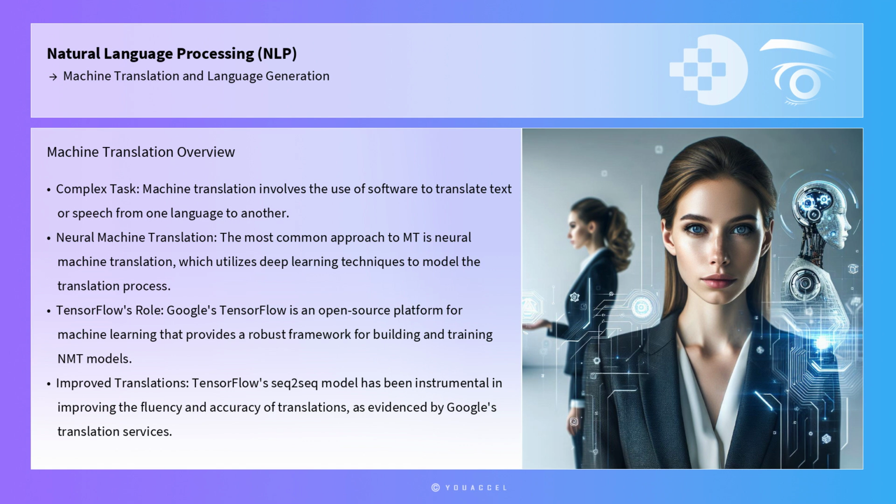Machine translation involves the use of software to translate text or speech from one language to another. It is a complex task that requires understanding both the syntax and semantics of languages. The most common approach to MT is neural machine translation, which utilizes deep learning techniques to model the translation process. An example of a practical tool for NMT is Google's TensorFlow, an open-source platform for machine learning that provides a robust framework for building and training NMT models.